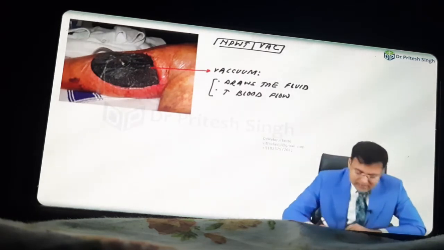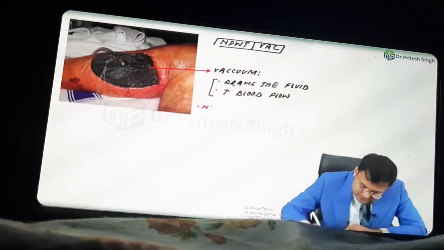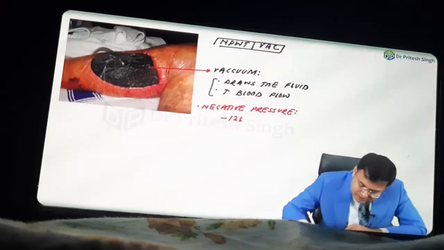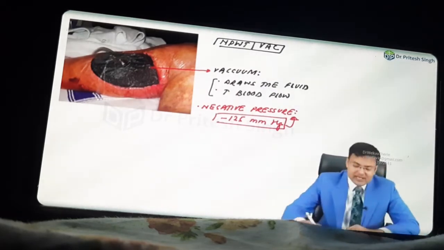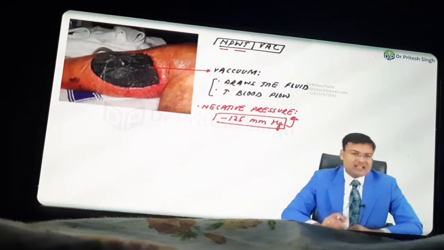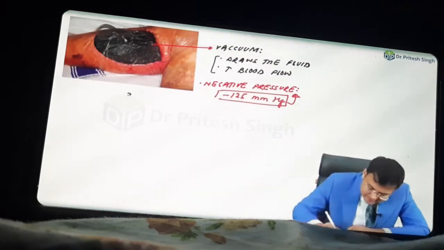Question is asked, how much is the suction pressure or negative pressure created? The negative pressure created, this is a very important question, it was asked many times, is minus 125 mmHg. Since minus 125 mmHg of negative pressure is created, it is known as negative pressure wound therapy. How frequently do we have to change this dressing? It is generally changed 2 to 3 times per week.